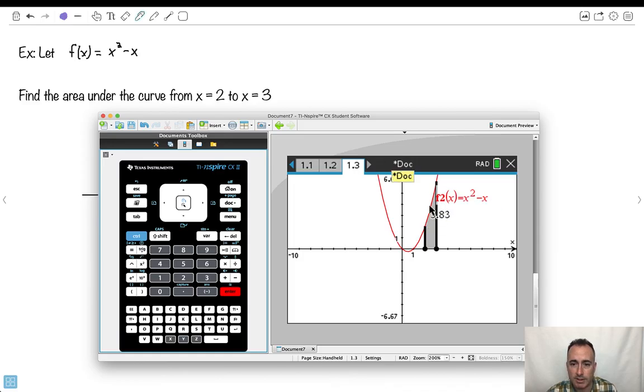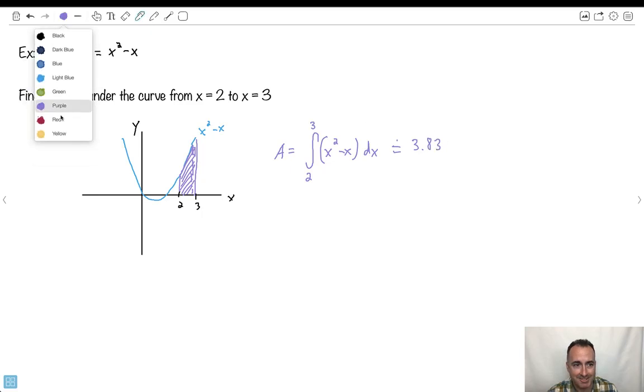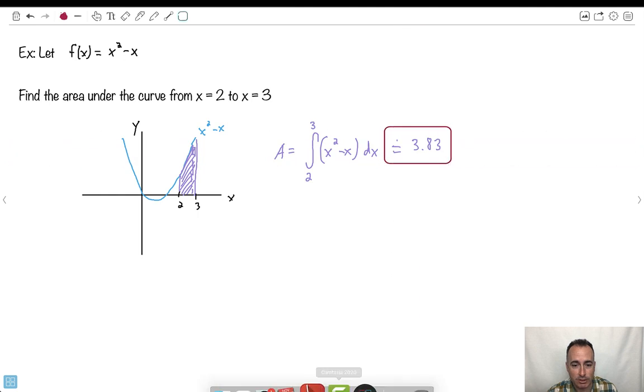So from 2 to 3, do you notice the answer is 3.83, I guess I could say. That's approximately equal to. So I'll say it's approximately equal to 3.83. Maybe I should write a little bit nicer. So 3.83. This is my answer, and I'm done. Isn't that kind of easy? So your calculator can do this for you. And like I said, you could have done it directly.